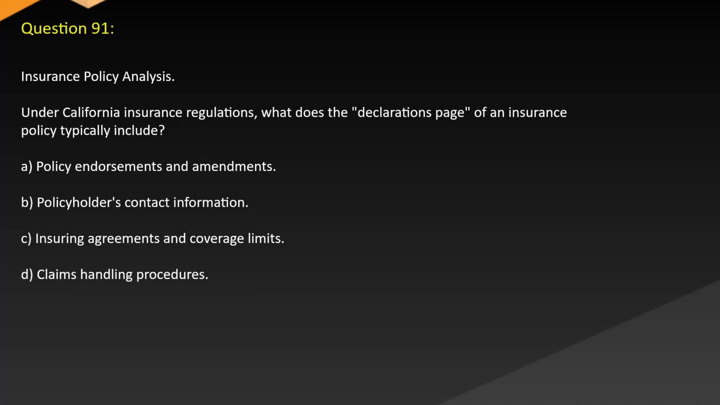Question 91. Insurance policy analysis. Under California insurance regulations, what does the declarations page of an insurance policy typically include? A. Policy endorsements and amendments. B. Policyholders' contact information. C. Insuring agreements and coverage limits. D. Claims handling procedures.